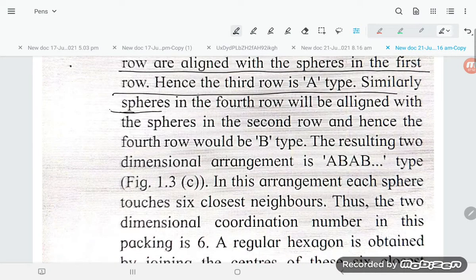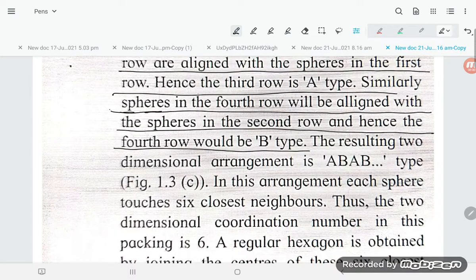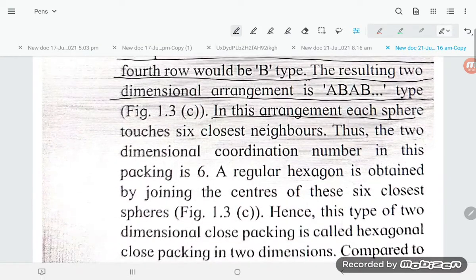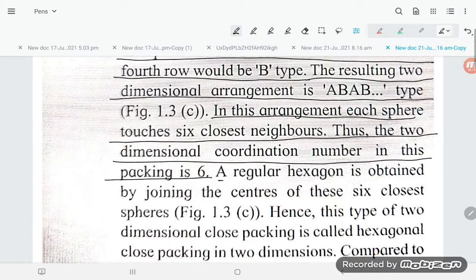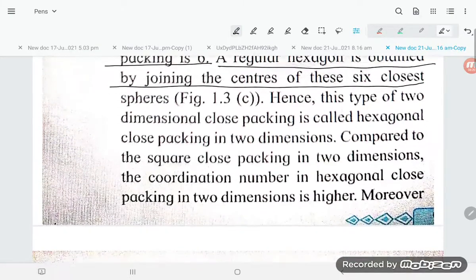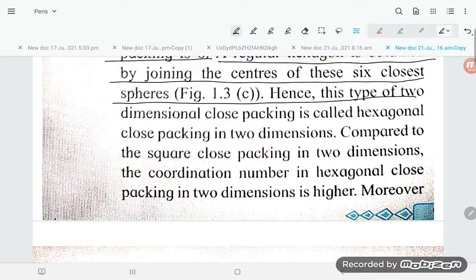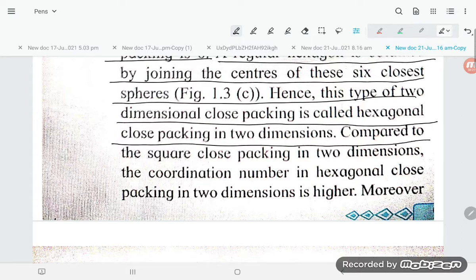Similarly, the spheres in the fourth row will be aligned with the spheres in the second row, and hence the fourth row would be B type. The resulting two-dimensional arrangement is AB type. In this arrangement, each sphere touches 6 closest neighbors, such that the two-dimensional coordination number in this packing is 6. A regular hexagon is obtained by joining the centers of these 6 closest spheres. Hence this type of two-dimensional close packing is called hexagonal close packing in two dimensions.